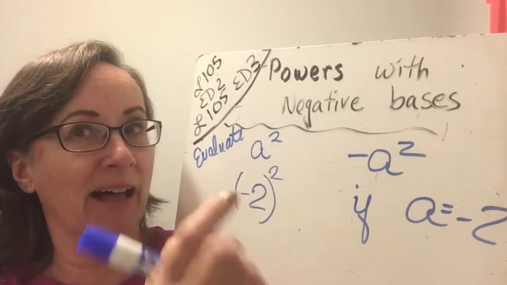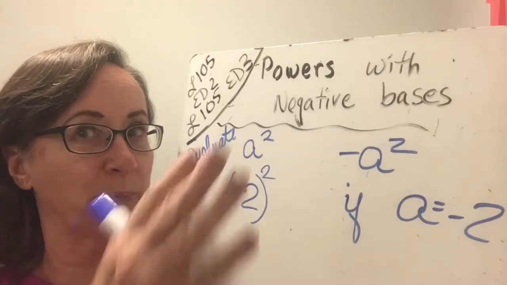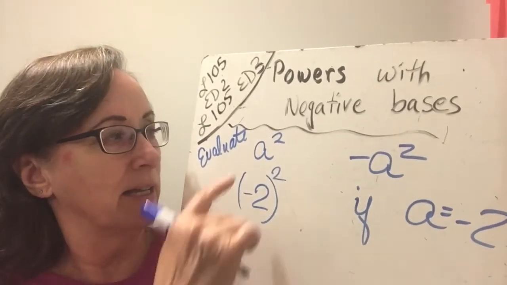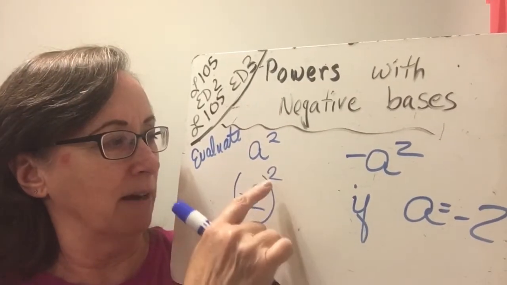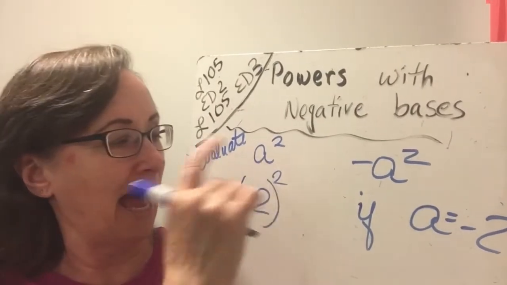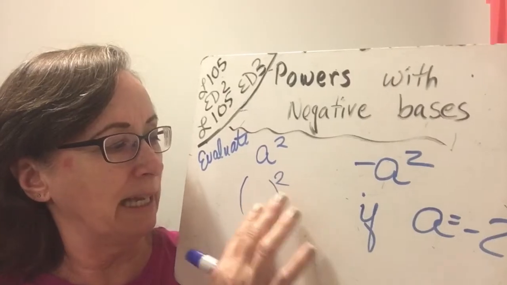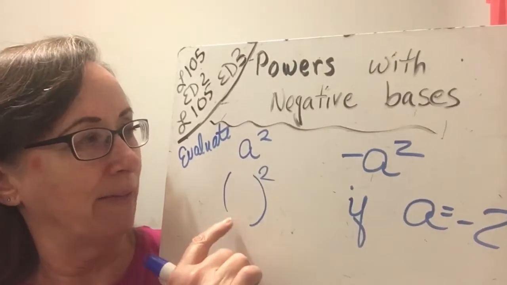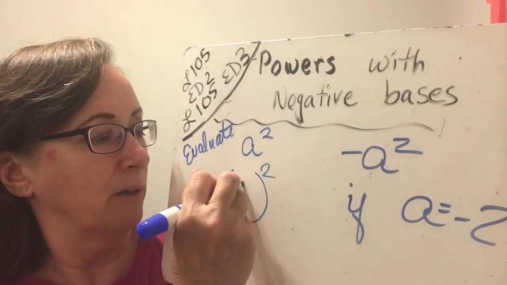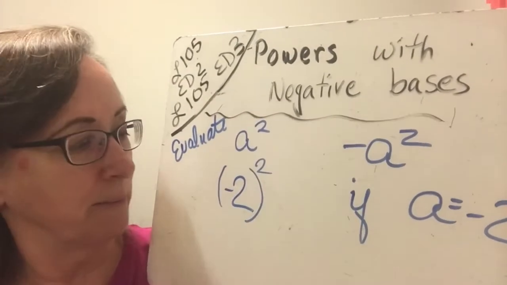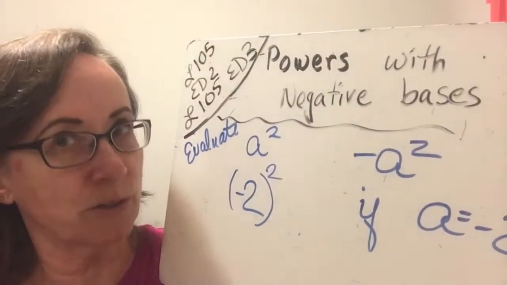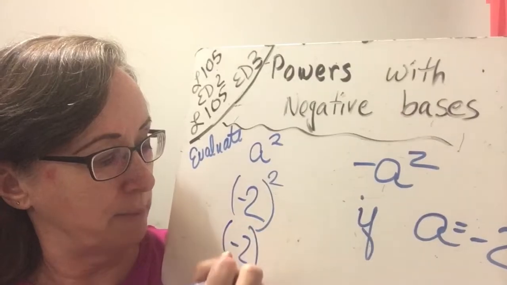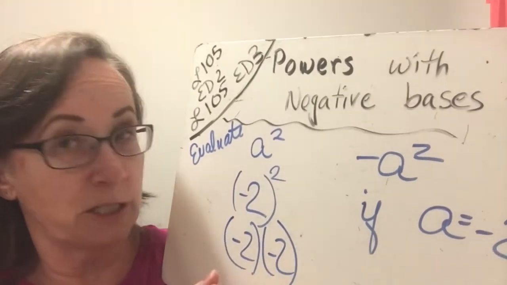So when we're evaluating, we take out the variable, we put a little parenthesis where it was, and then we stick in the value. So we're going to take the a out, leave a parenthesis in its place with the square, and then put in the new number, -2. -2 squared means, since we have a parenthesis, -2 times -2, which is +4.